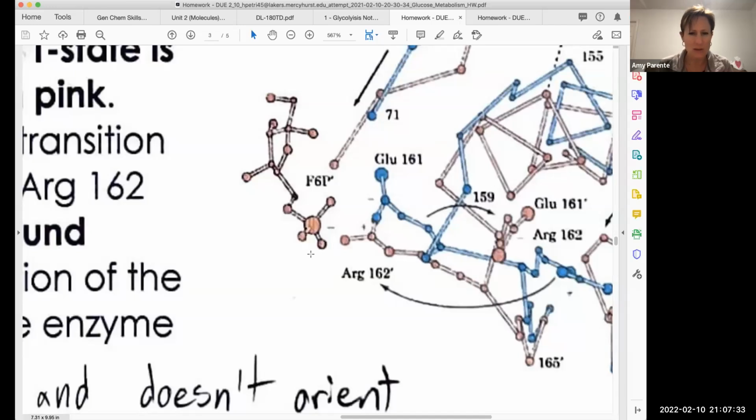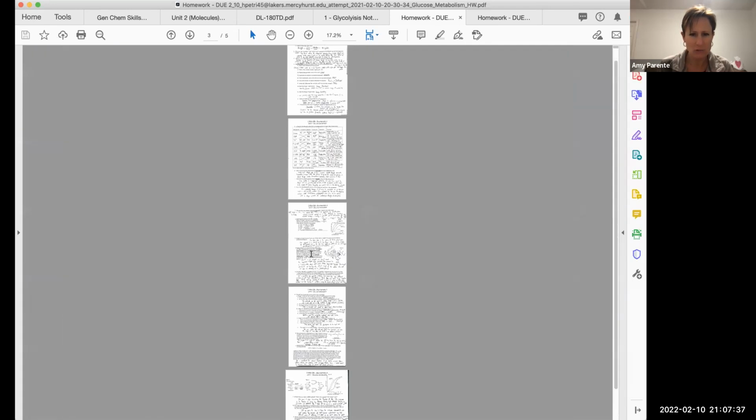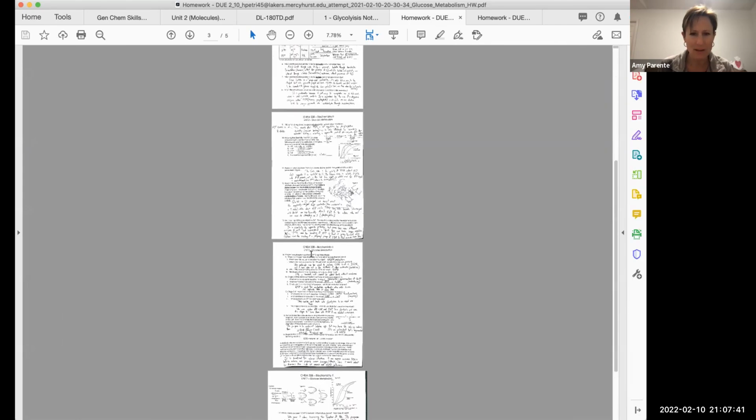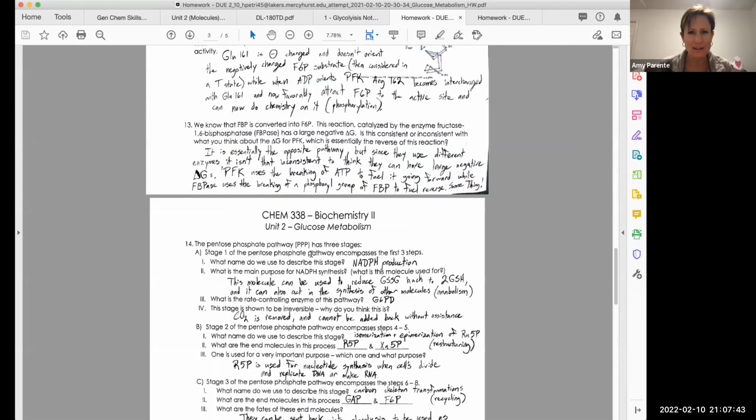So let me zoom out here. And I'm hoping, I'm getting a spinning wheel. Ooh, that's way too far. Spinning wheel, it was not happy. All right, let's zoom back in here.